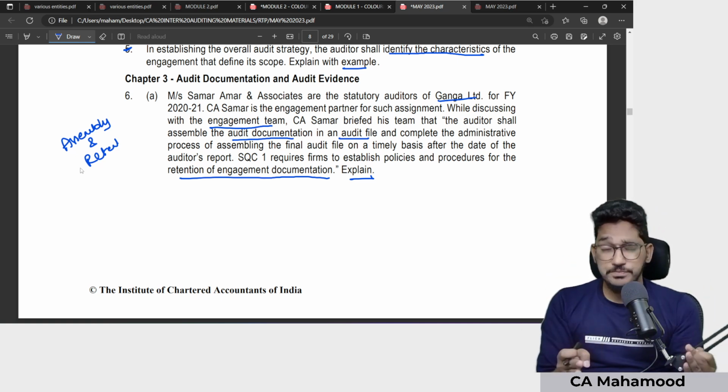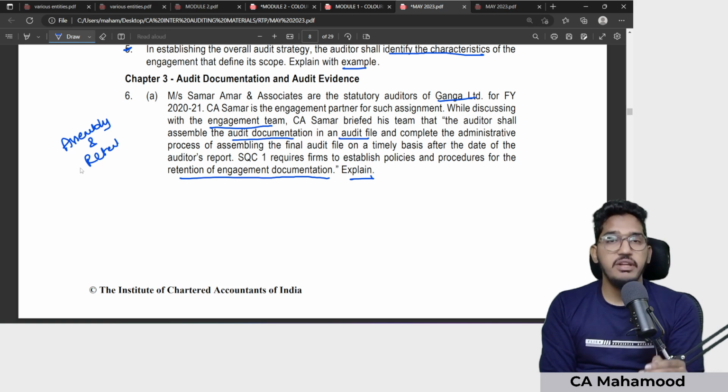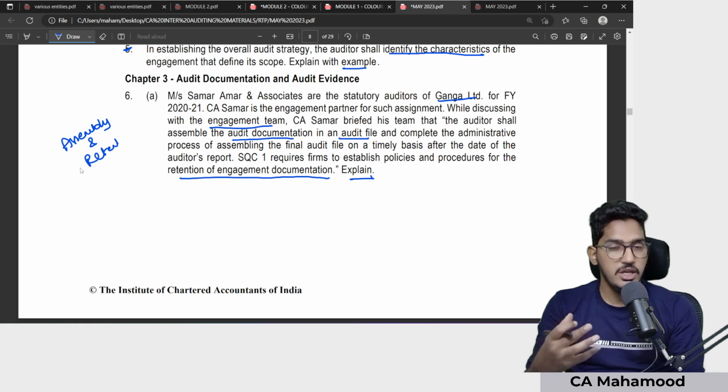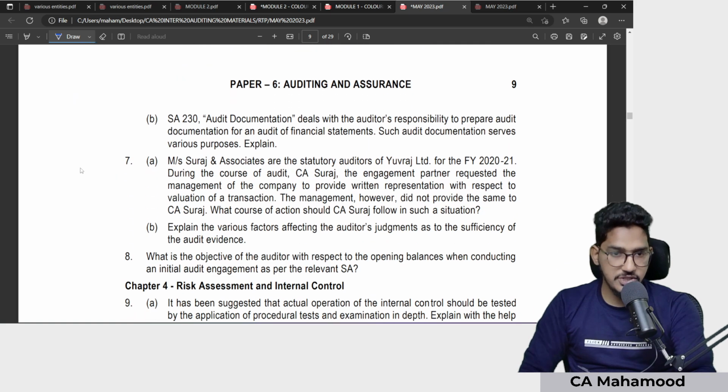And once audit file has been assembled, we have to retain it. We should not delete or discard it. For what duration we have to retain it? For a period of 7 years from the date of auditor's report or the group's audit report, whichever is later. So in a detailed manner you have to write about assembly and retention of final audit file. Clear? Straight question. Next one.